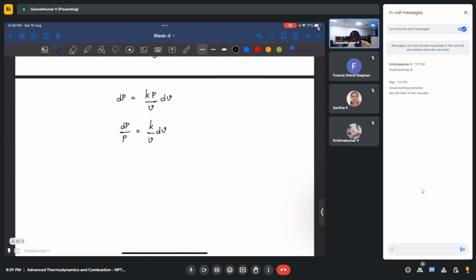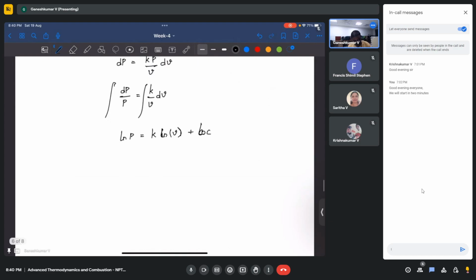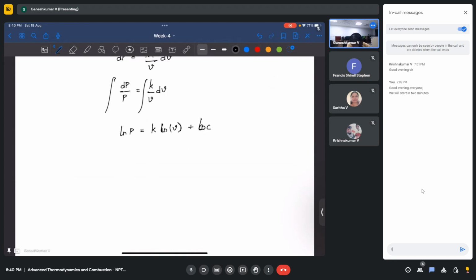Now if you integrate it, ln of P becomes k times ln V plus some constant. This also can be ln of C or something. So now, how do we write it? We can write it like V power gamma, right?